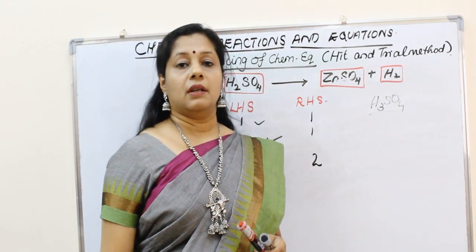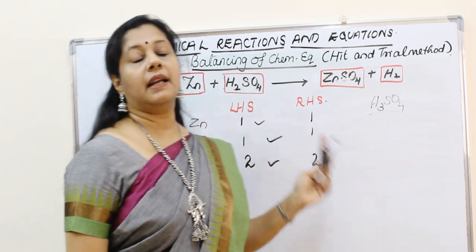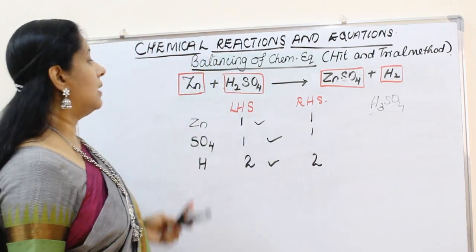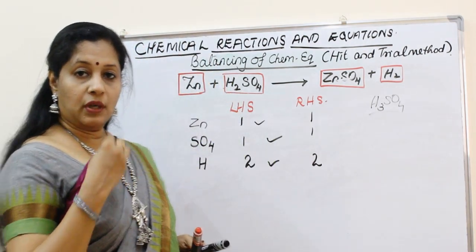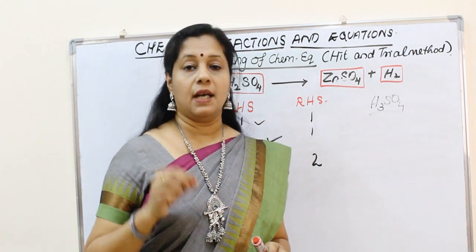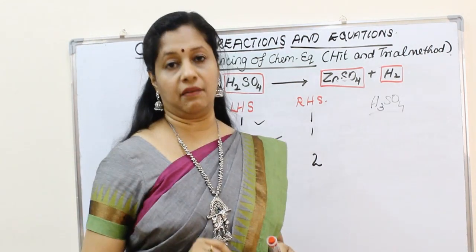Understood? So now first we have to check that the left-hand side and right-hand side are matching. So let us take them one by one. To go a little systematically, what you can do is, whichever is the metal, consider the metal first.